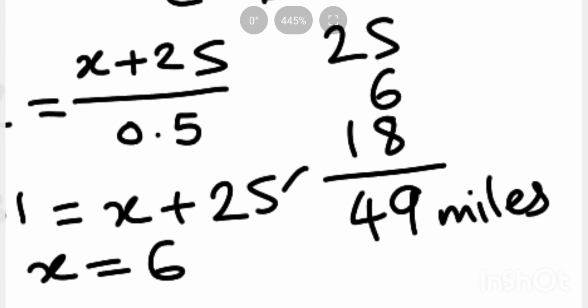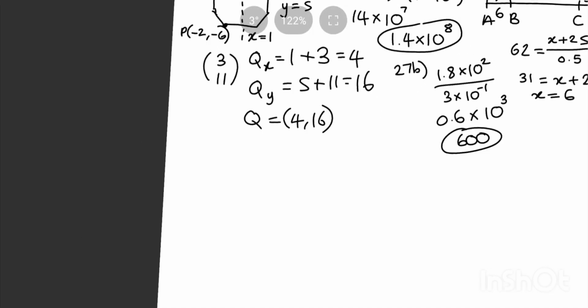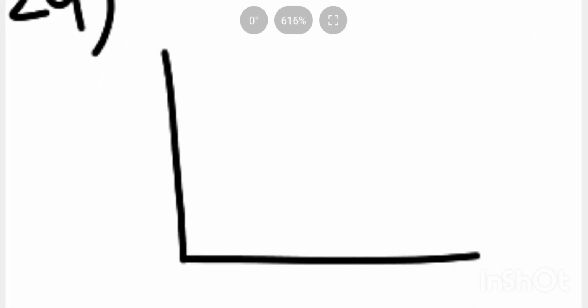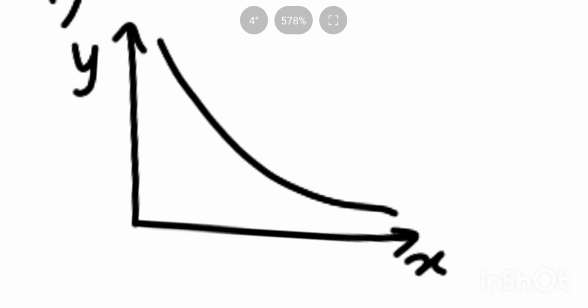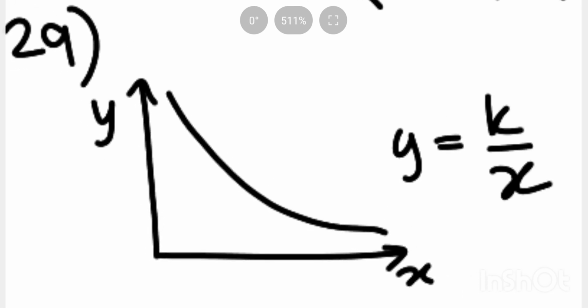So question 29. Here is a sketch of a graph. If I draw the sketch out, there's the x and y axes. Circle the equation of this graph, where k is a constant. This is just pattern recognition. It's going to be y equals k over x, because for this graph we have two asymptotes.